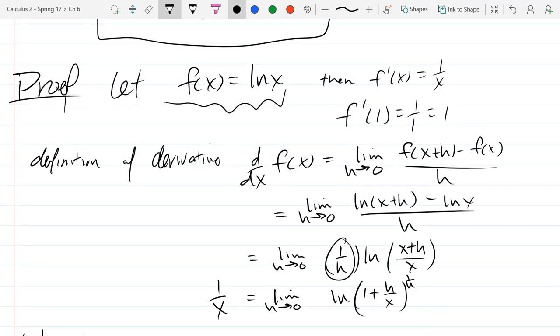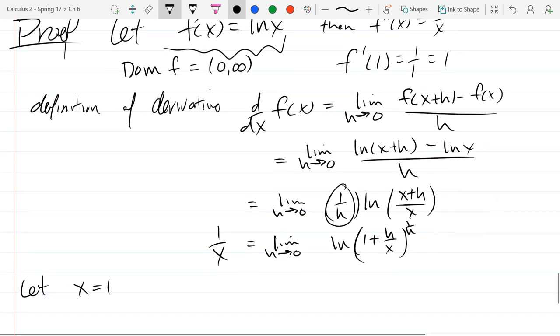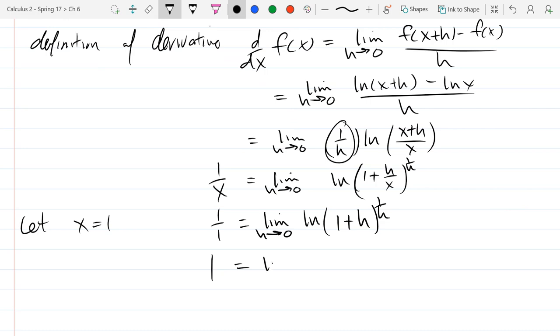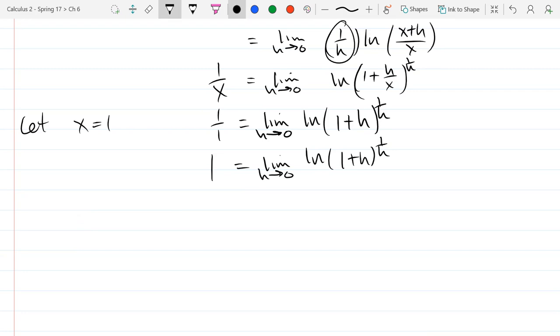If you think about the function, what is the domain of natural log? Everywhere but 0. Almost. So it's definitely not 0, but 0 to positive infinity. So as long as our x is between 0 and infinity, we're OK. So I'm going to choose x equals 1. No problem. That's between 0 and infinity, not divided by 0. So we get 1 over 1 equals the limit as h approaches 0 of ln of (1 plus h over 1) to the 1 over h power. So this limit is 1. ln x is continuous.